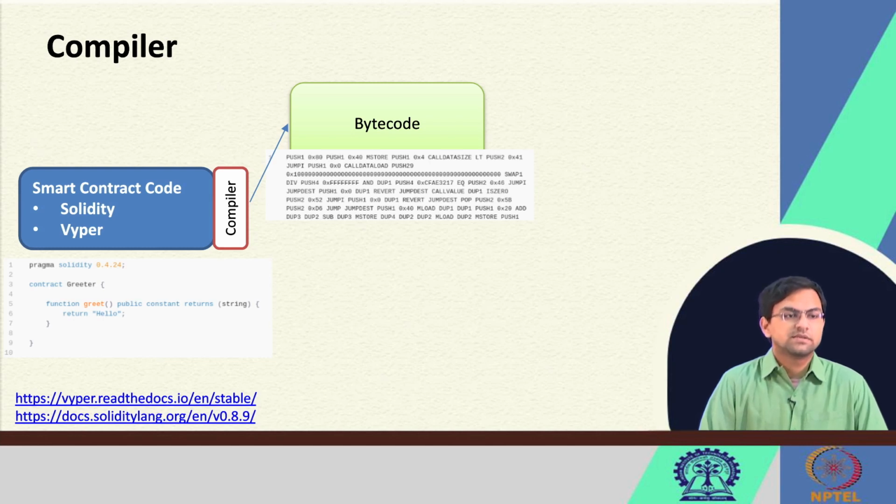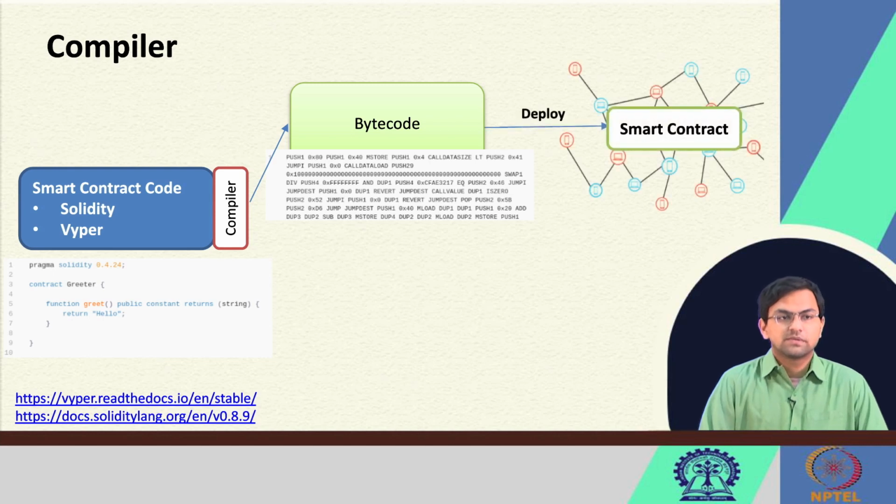So, in the image you can see the Solidity on the left, which is the smart contract in the Solidity language. After compilation it is turned into some kind of bytecode which is executable by the EVM, but which is difficult for humans to understand. Now, this bytecode can be deployed as a smart contract in the Ethereum network.